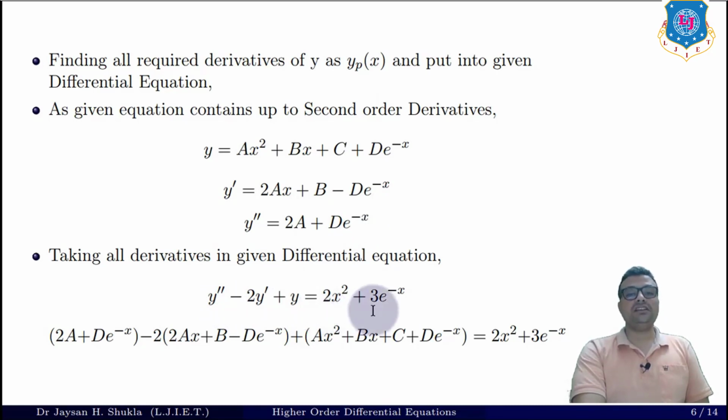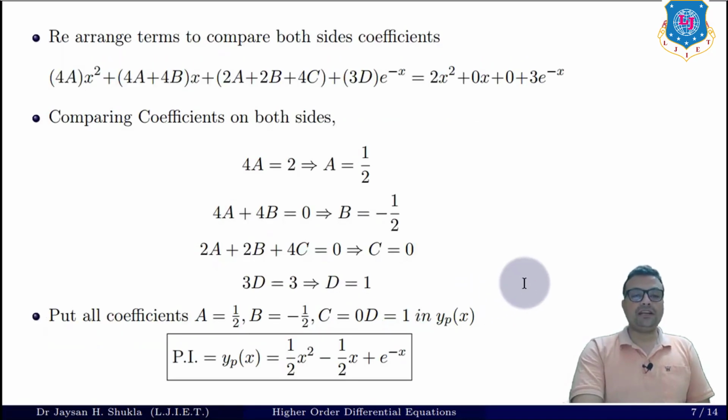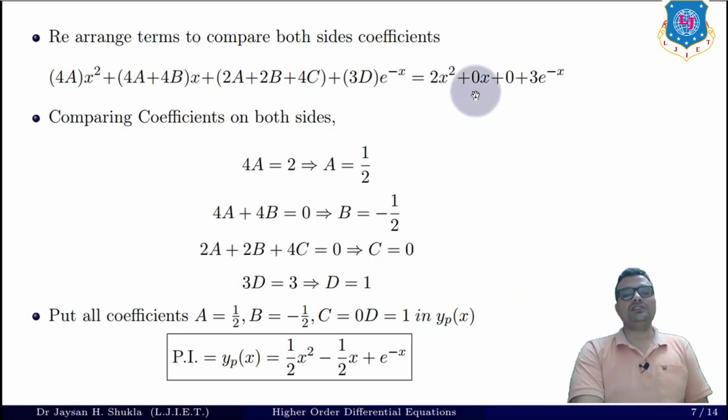After finding all possible derivatives, considering this into the equation y double dash minus 2y dash plus y equal to 2x square plus 3e raised to minus x will give me this combination. Now, separating all coefficients of x square, x, constant term and e raised to minus x will give me 1, 2, 3 and 4 equations. On the left hand side we have 4a and on the right hand side we have 2, which gives me the value of a is 1 by 2.